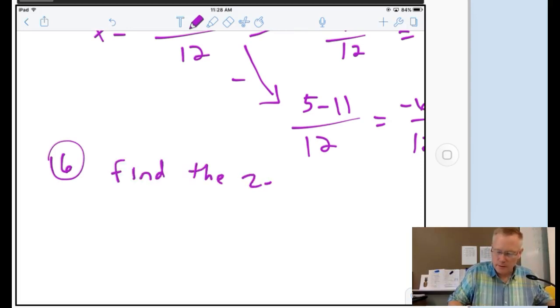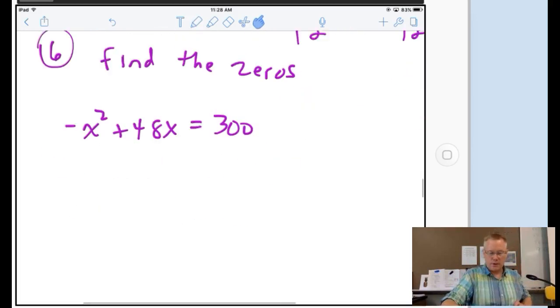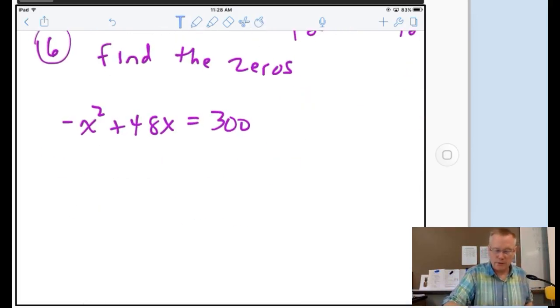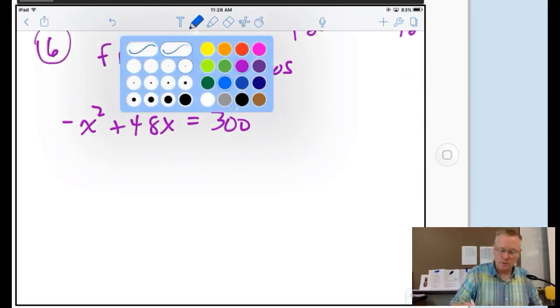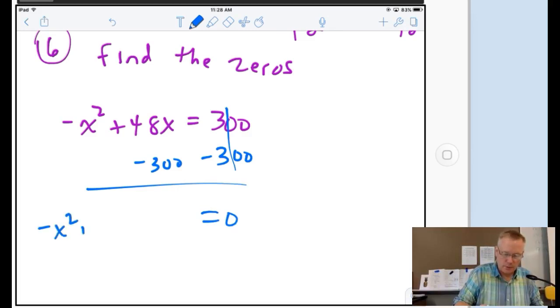Find the zeros. I've got negative x squared plus 48x equals 300. Once again, before I start, I want to bring everything to one side of the equal sign, which means I'm going to subtract 300 here. And I get equals 0: negative x squared plus 48x minus 300.